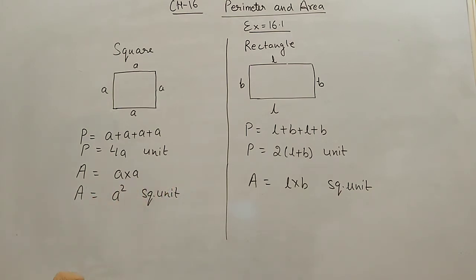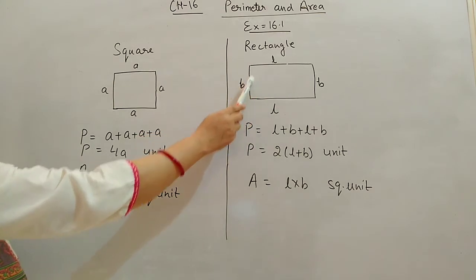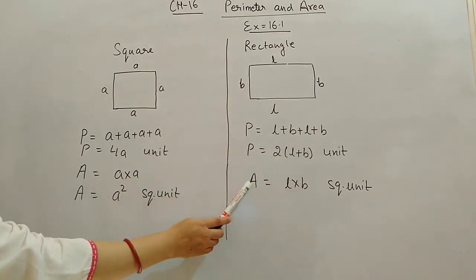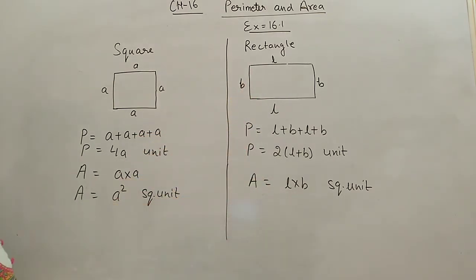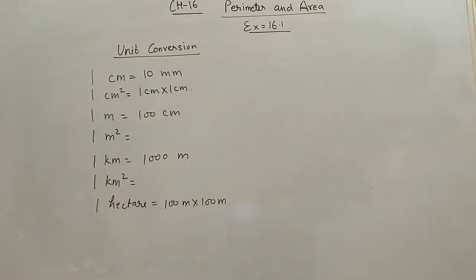And the same for a rectangle. Rectangle perimeter will be the sum of all the boundaries, 2 times (L plus B), and area will be length into breadth, square unit. Always remember, in these types of questions the unit should be the same. If length is in meter, then breadth also should be in meter. Then only your answer will come correct. If the unit is not the same, then we have to make it the same. For that you should know about unit conversion.